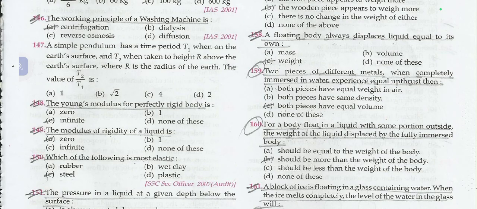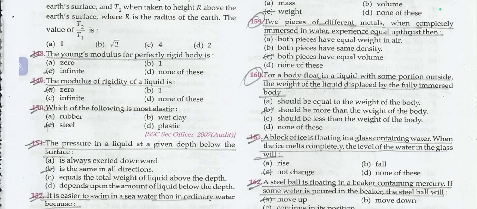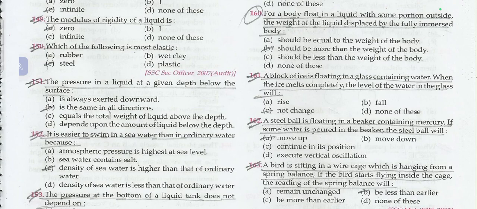A simple pendulum has a time period T1 when on the earth's surface and T2 when taken to height R above the earth's surface, where R is the radius of the earth. The value of T2 by T1 is 2. The Young's modulus for a perfectly rigid body is infinite. The modulus of rigidity of a liquid is 0. Which of the following is not most elastic? Steel.